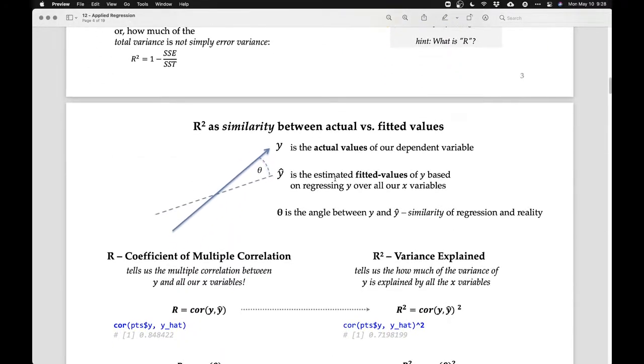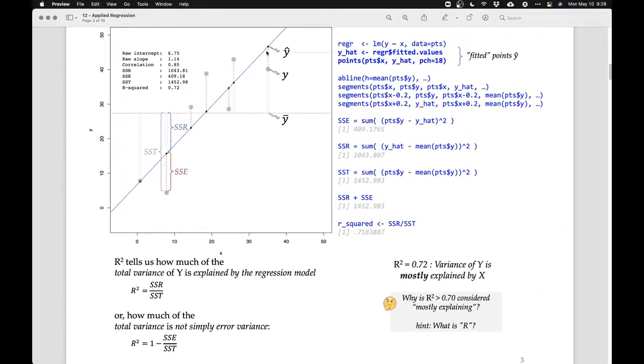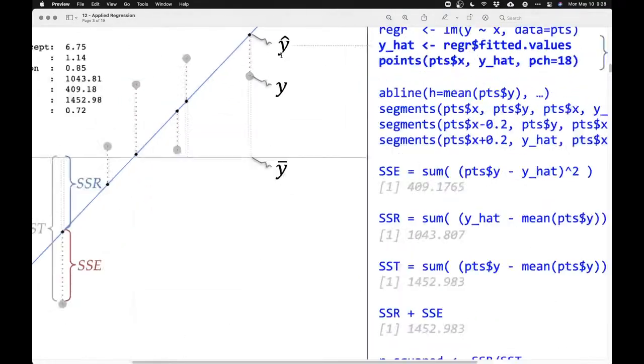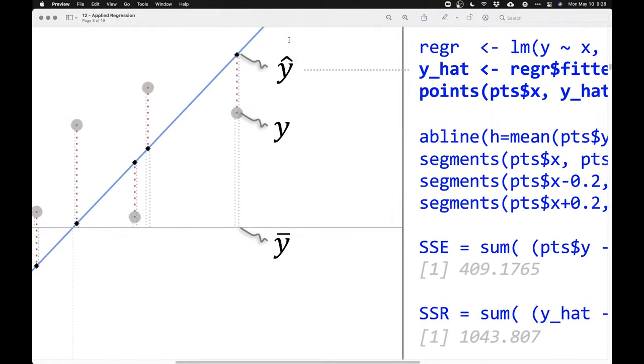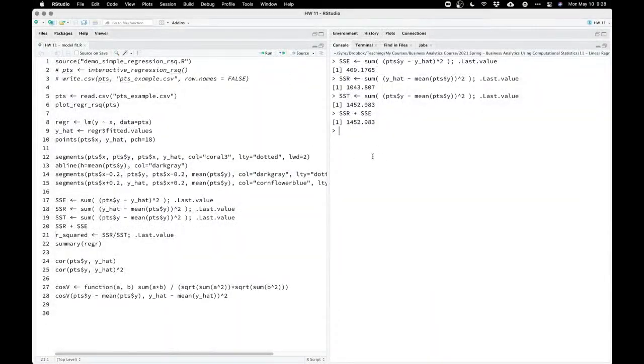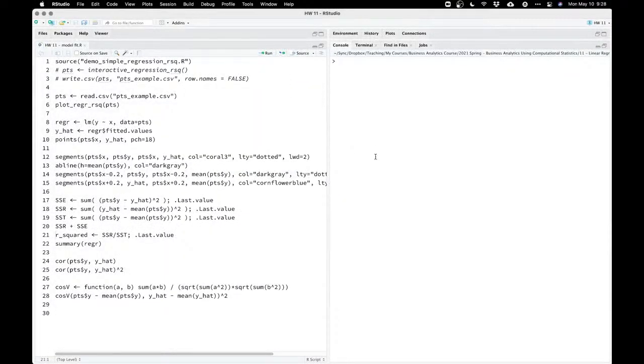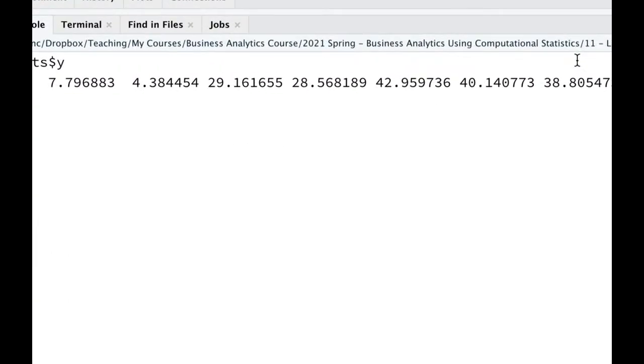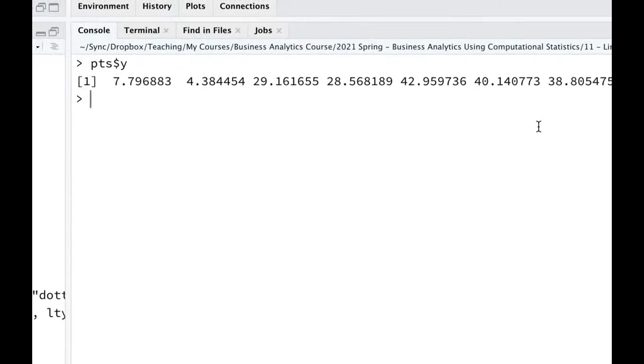All right. So I told you that we have actual values of Y and we have fitted values of Y, right? And if I go here and look at points dollar Y, these are my actual values of Y that I plotted on that interactive regression plot, correct?